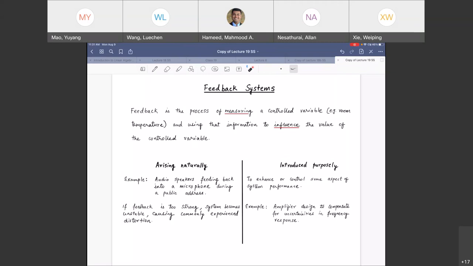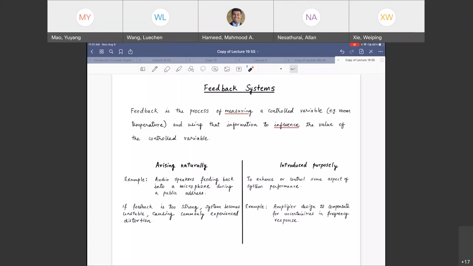You can use that even for temperature control in the room. Use the temperature sensor, adjust the heat, so as to maintain a particular temperature in the room. So feedback systems will make your life more convenient. As far as stability is concerned, you can use this to make systems stable, even if they are unstable. So what is the process? Well, feedback is a process of measuring a controlled variable, for example, the room temperature or the height of the drone, and using that information to influence the value of the control variable. Using a sensor to measure the room and influencing the heater to change that temperature.